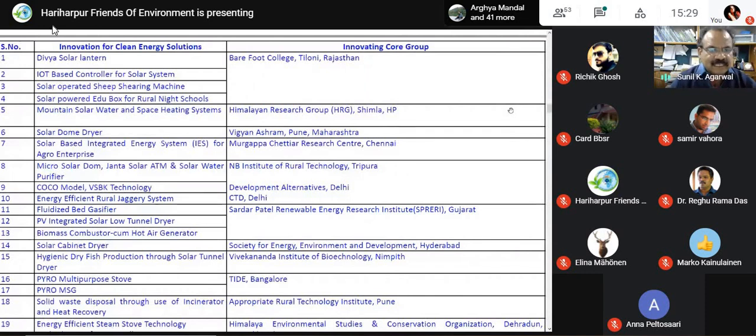I have also tried to capture some of these groups who are working particularly on clean energy solutions. These are the interventions on the left side which they have done, and on the right side, you can see the innovative core groups who are working on renewable energy technologies. These are some of the interventions which we have also captured in our technology compendium, which we have put on our dsttara.in website. On that website, you can source such technology interventions and the agencies who have designed and developed such renewable energy related products and technologies.